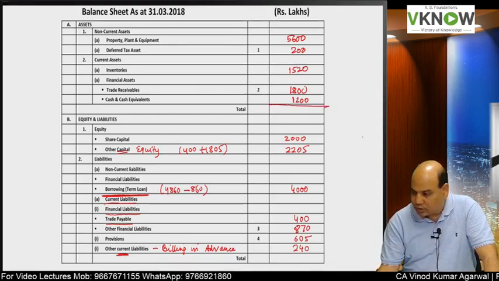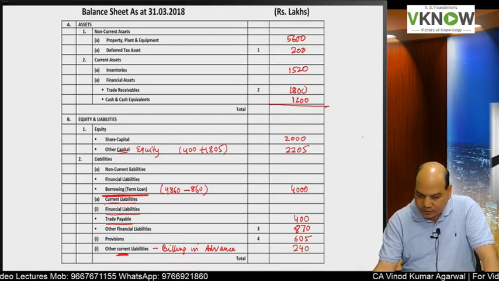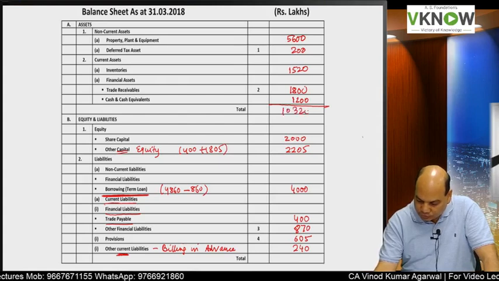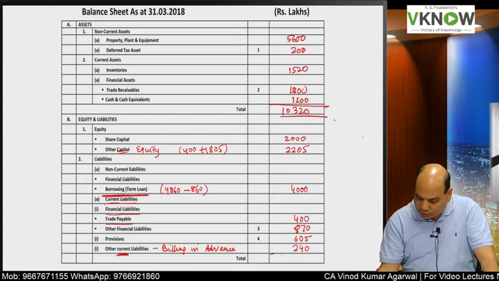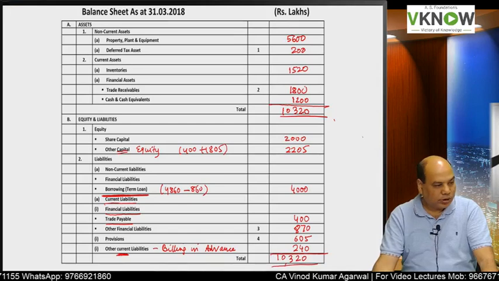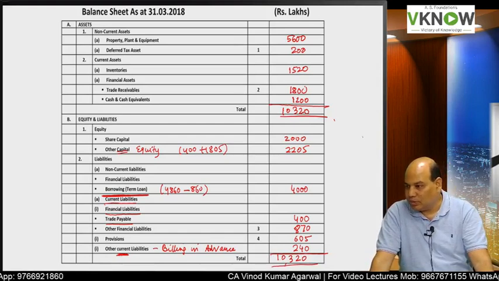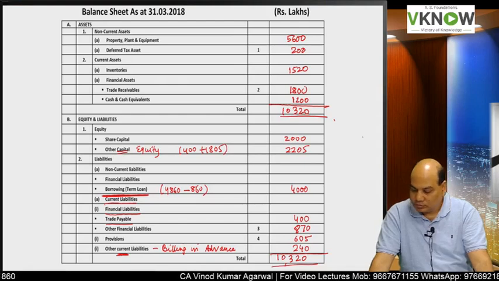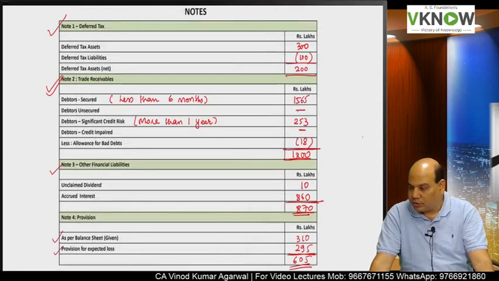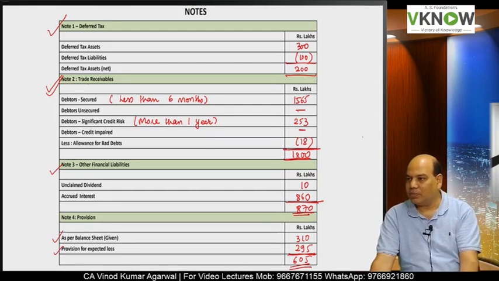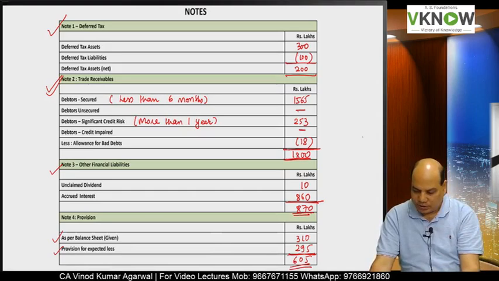Total of asset side, anybody? 10320. Very good. Total of liability side 10320. This way you have to write the answer in the exam. Minimum. More than that, if you can add, welcome. Okay. So notes you will have to write wherever you have more than one item. Wherever you have more than one item in a heading, you have to write a note. If there is only one item, either prepare a note or write directly in the balance sheet.